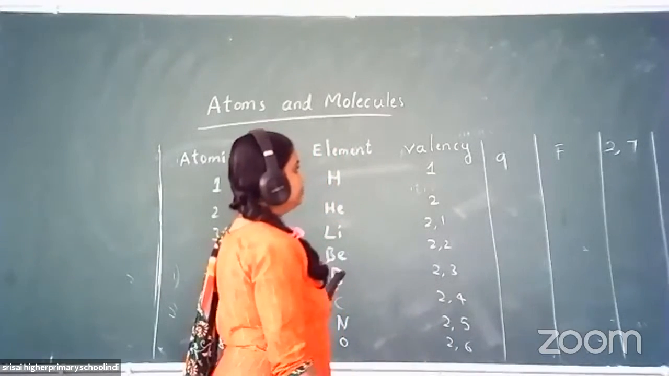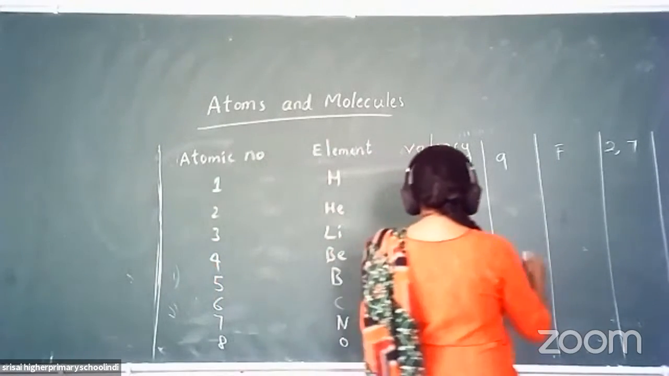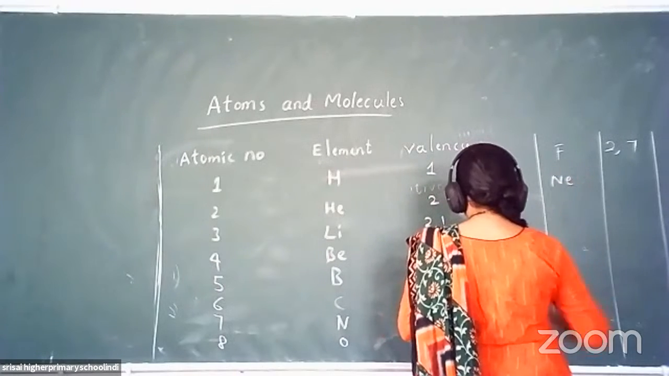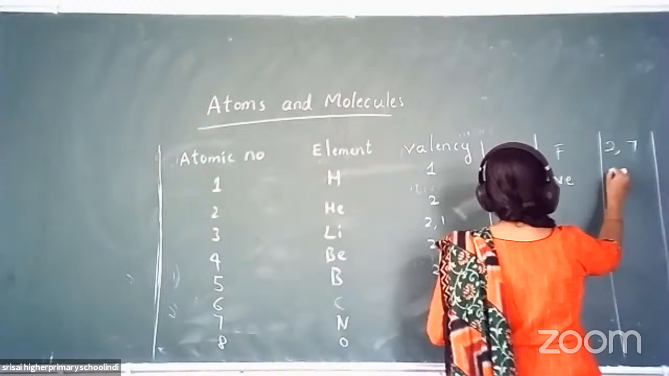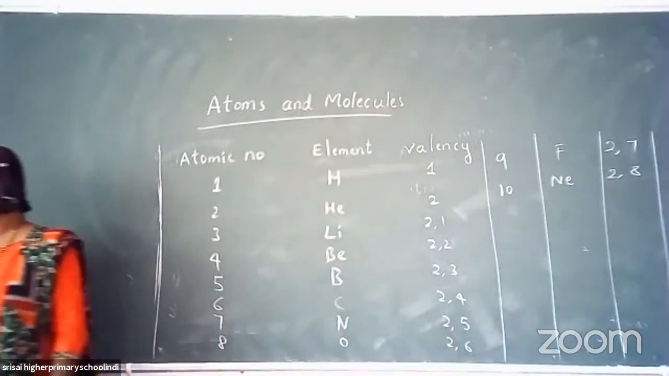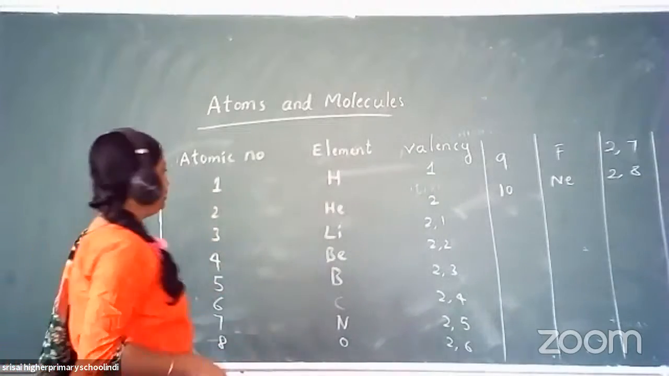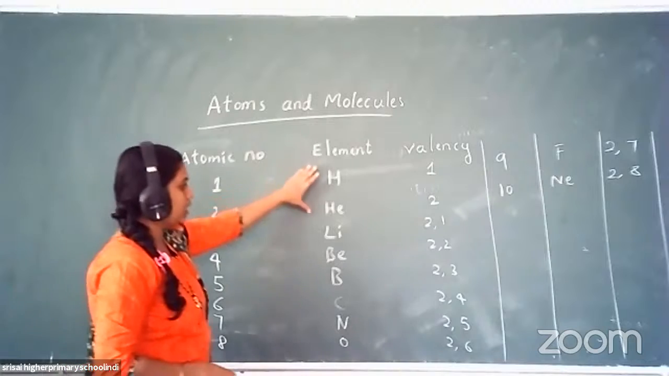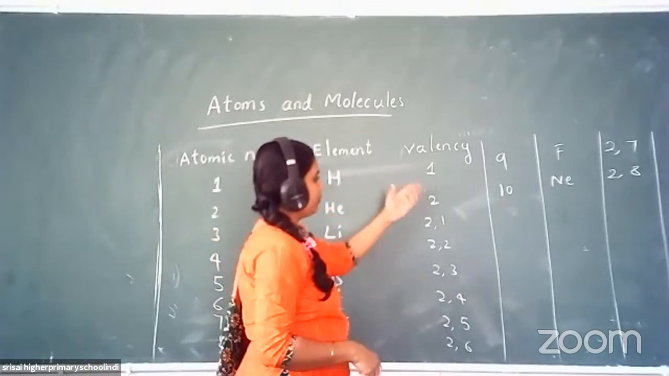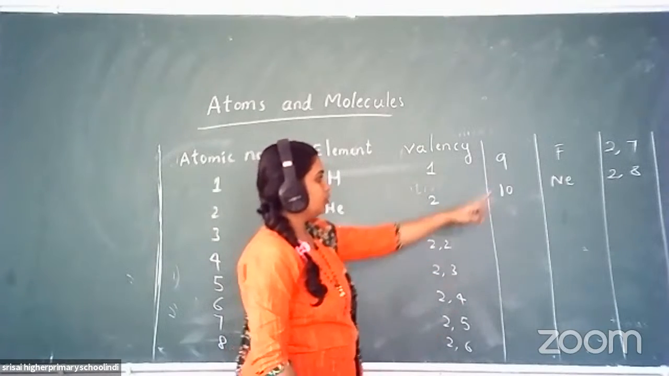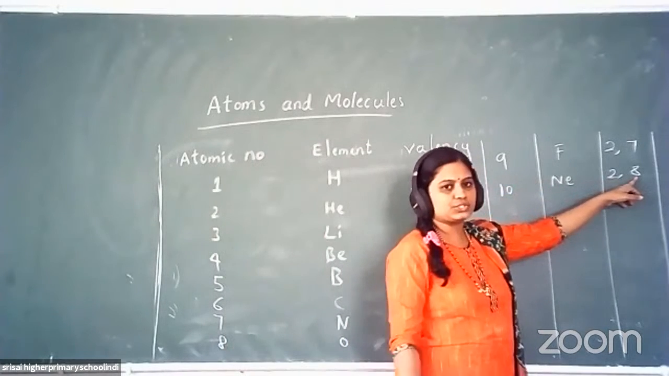The next two come. Neon. The 10th one is neon. Here we write 2, 8. Come to this point. These are the atomic numbers, these are the elements, and we are dividing the electrons here. 2, 1, 2, 2, 2, 3. So 2, 8 is last.